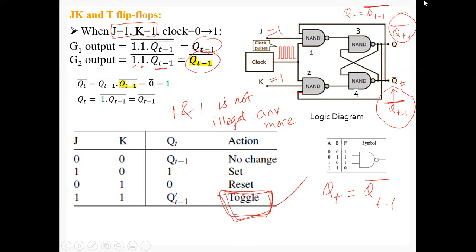Question, please. What does toggle state do exactly? Oh, well, so what does it do?